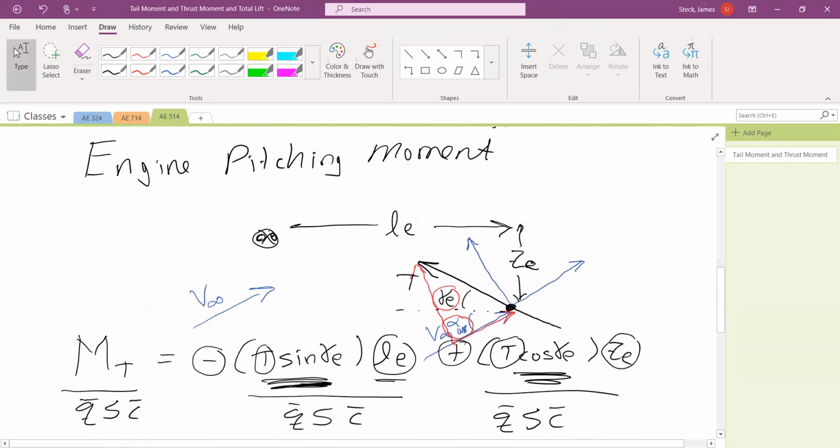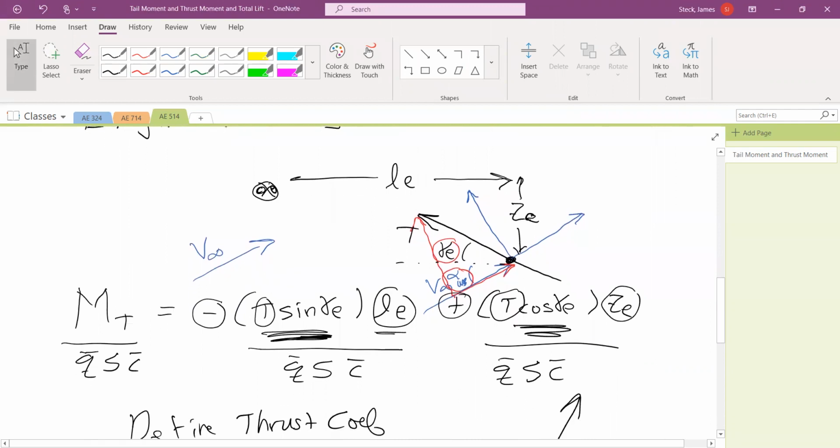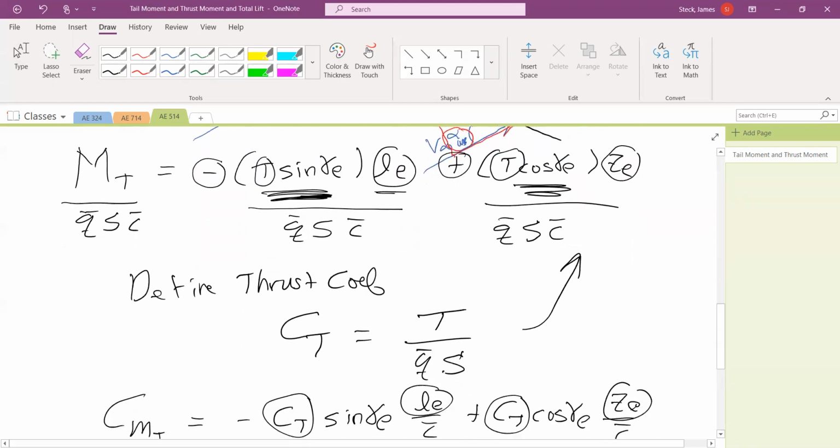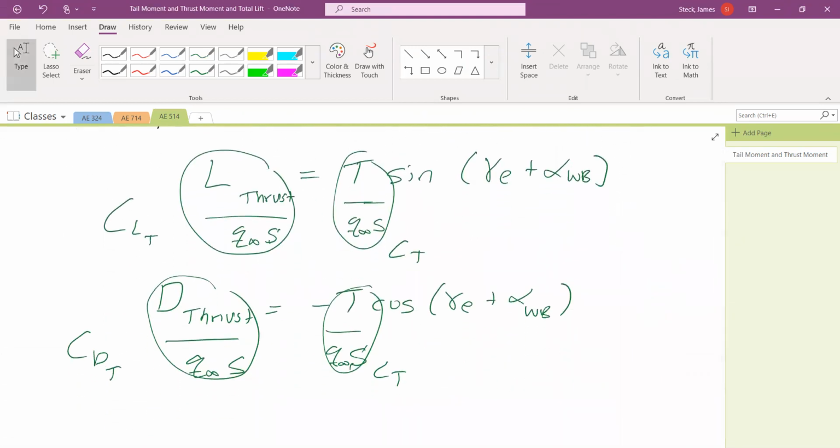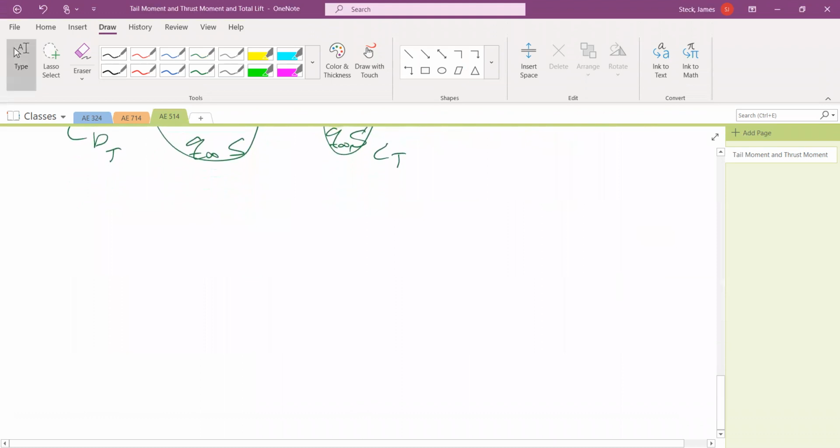And then we looked at the engine, because the engine is going to create a pitching moment as well. We need to take that into account. And we also get lift and drag from the engine. And so it's just components of the thrust line, T, in the appropriate directions, times the appropriate moment arm. All right, the last topic that we need to do today is we need to talk about adding the lift of the wing and the lift of the tail together to get the total lift of the airplane.